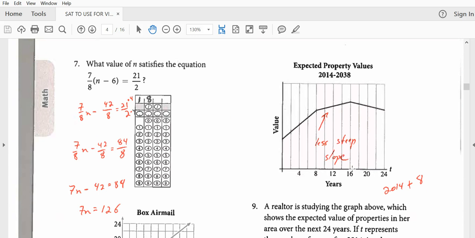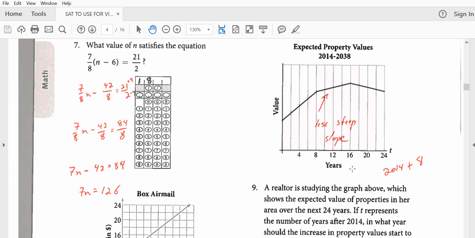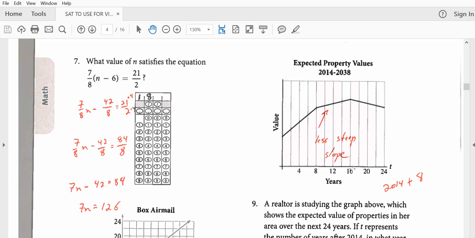Alright, for number 7, what value of n satisfies the equation? Just kind of showing some intermittent steps there. You can see that this is a problem that they're saying you're not necessarily guaranteed a calculator for. So again, making sure we know how to reduce those fractions there.